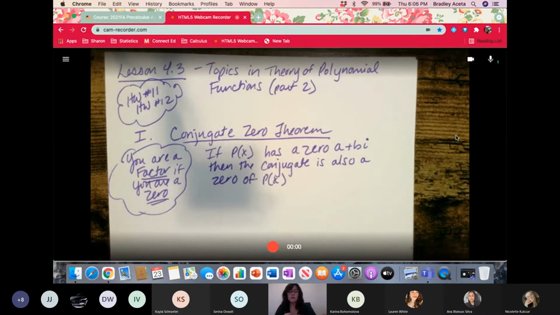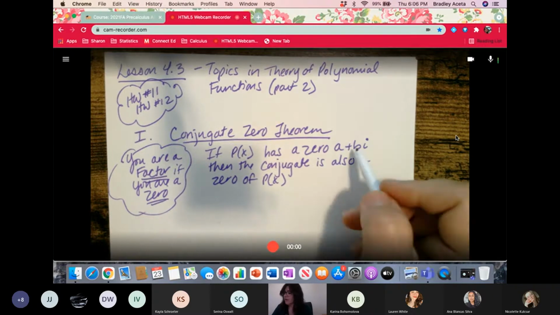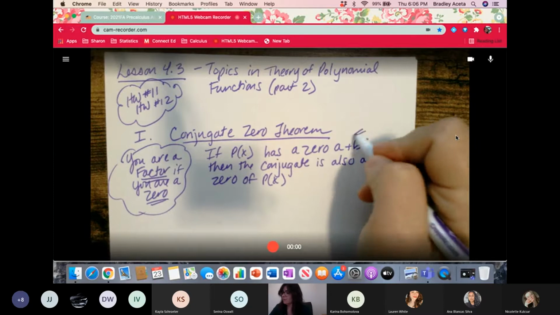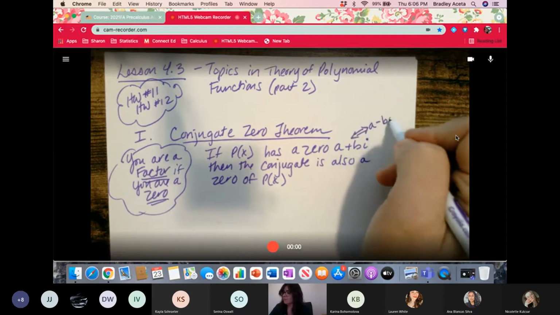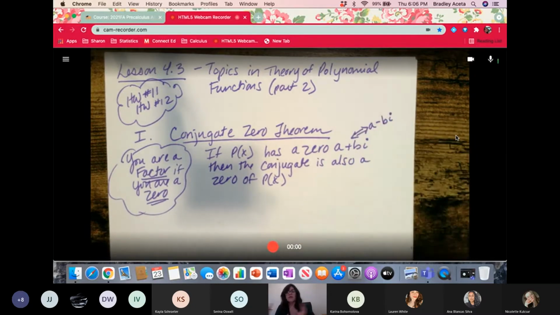Okay, we learned about i's and imaginary numbers way in the beginning. Well, now we're talking about them being zeros. So if I have an i and they tell me it's a zero, then I must also have its conjugate. And remember what a conjugate is. The conjugate would be a minus bi. They're interchangeable. So if I have a minus bi, my conjugate is a plus bi. I just change the sign in the middle. That would be the conjugate.